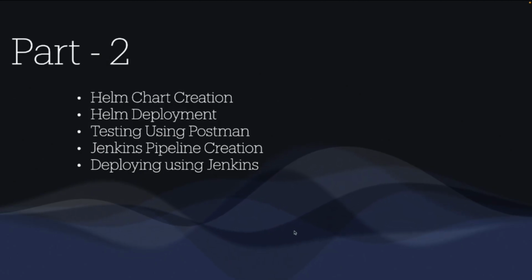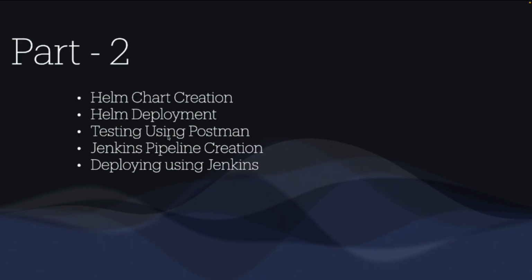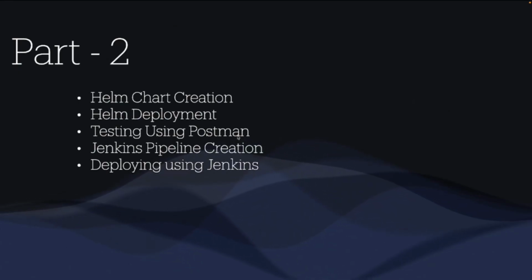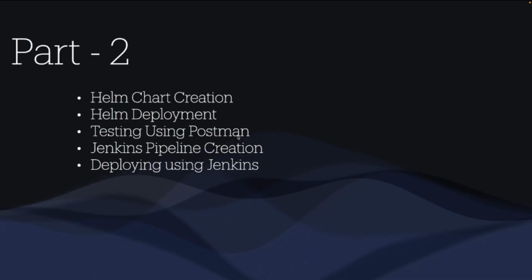That's all for now. In part 2 of this video tutorial, we will be dealing with Helm chart creation from scratch, deployment using Helm, and testing using Postman. We will be testing out a couple of API endpoints after the application deployment. Then we will be creating a Jenkins pipeline in the declarative way, and then deploying the application using Jenkins and testing it out.